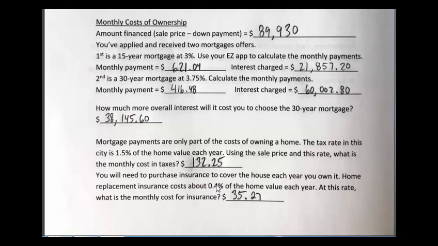So we need to purchase insurance to cover the house, and it's usually about 0.4%. So we're going to multiply by 0.004 there as a percentage times the sale price, divide that by 12, and we end up with $35.27 per month. Okay, so now on the next page there are going to be some more questions on the monthly cost of home ownership. So go ahead and go to the next page and work through just the monthly cost of home ownership. Stop before we go to can you afford this house. At that point we'll stop and we'll check your answers. So go ahead now, pause your video player and work those questions.